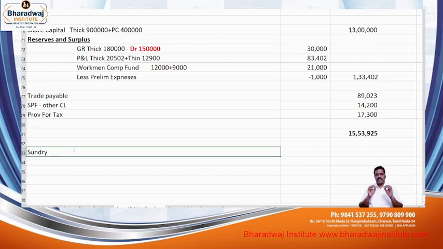Otherwise, assume that the company is closed today. Assume that the company is wound up today. To whom will the statutory provident fund be paid? To the employees. To whom will the workman compensation fund be paid? If there is a claim by a workman, you will pay them. Otherwise, it will be shareholders' funds.